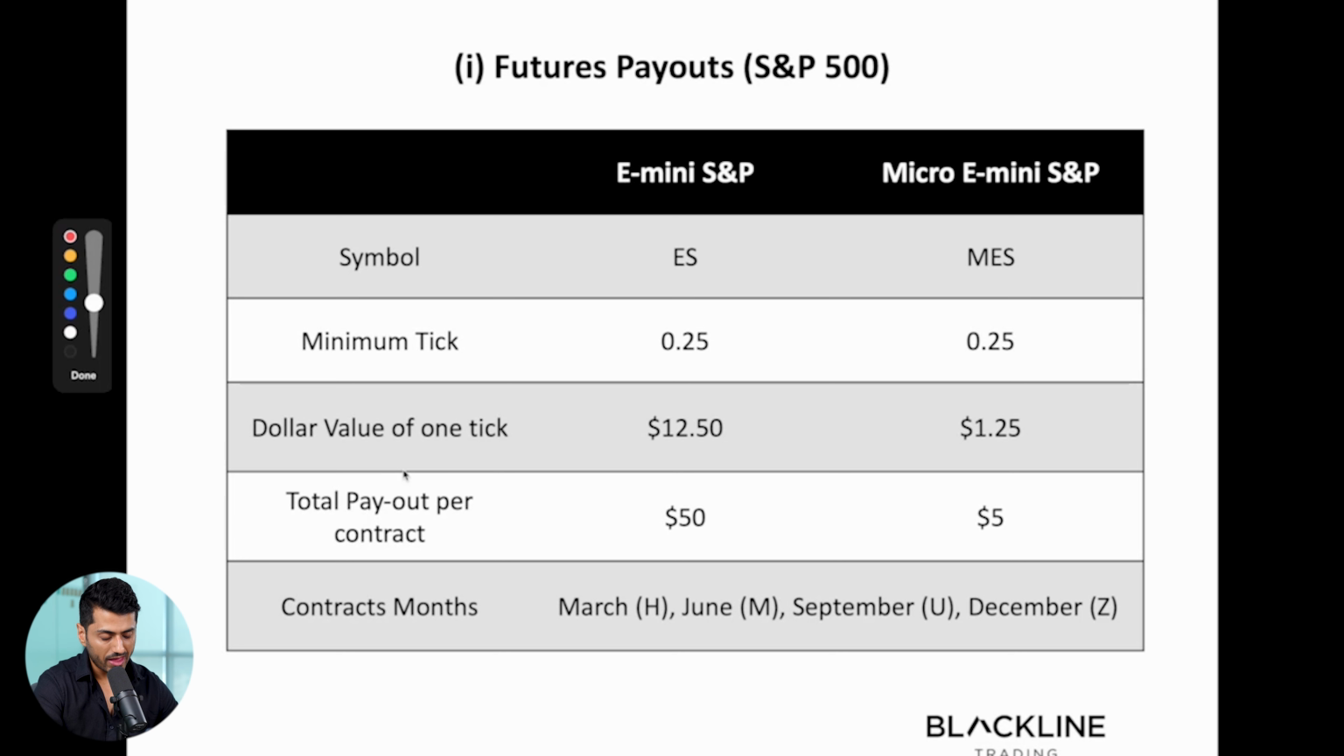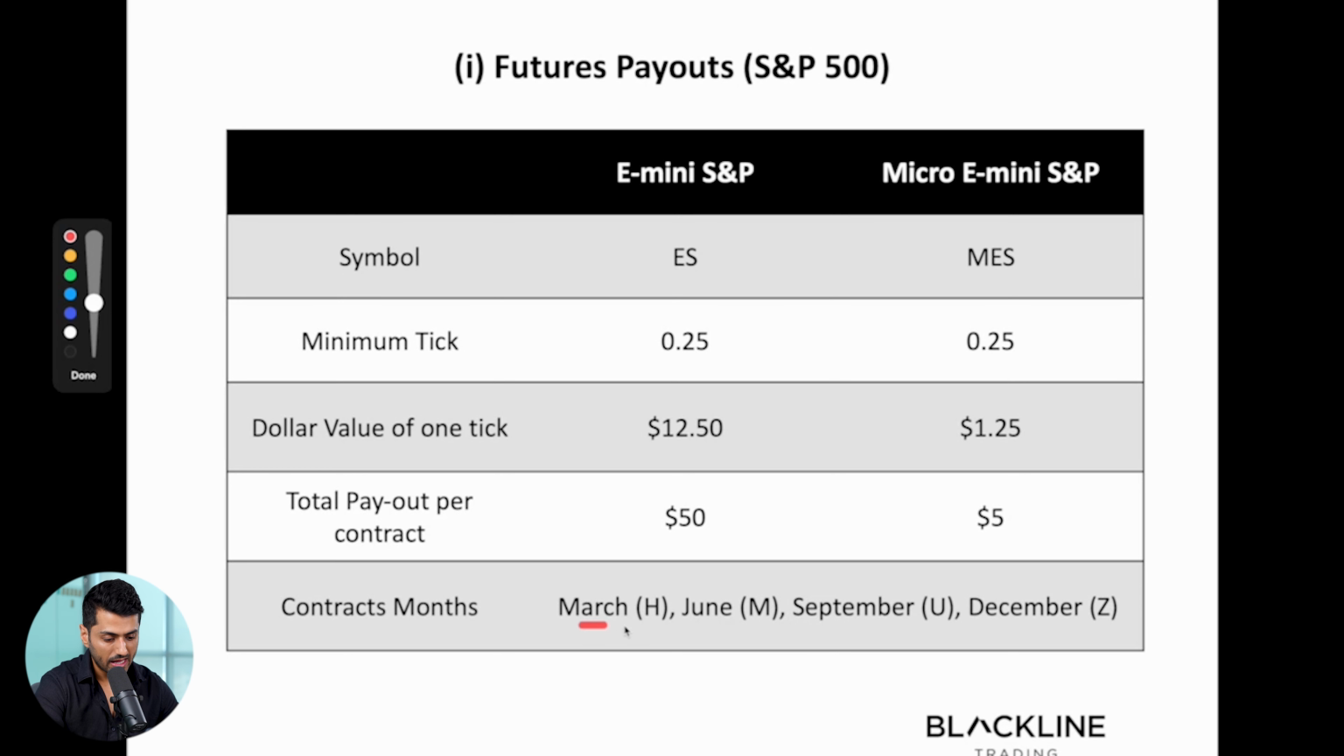Now, there is one thing which is different in futures when we compare futures with other products: the contract months. Future contracts expire 4 times in a year. They run on a quarterly basis. So the 4 quarters are March, June, September, and December. And each contract has a different symbol. For the March contract, the symbol is H. For June, it is M. For September, it is U, and for December, it is Z.